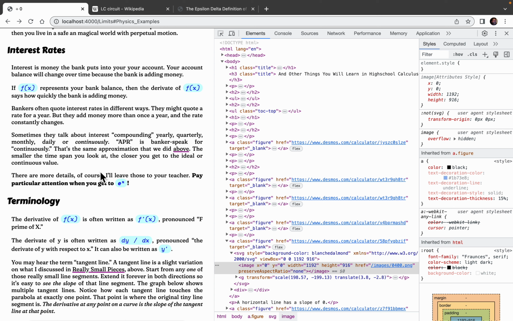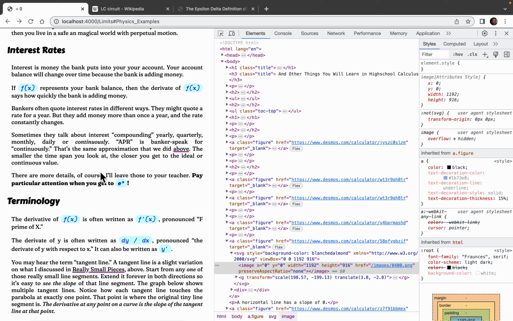Bankers often quote rates in different ways. They might quote a rate for a year, but they add money more than once a year, and the rate constantly changes. Sometimes they talk about interest compounding yearly, quarterly, monthly, daily, or continuously. APR is banker speak for continuously. That's the same approximation that we did above.